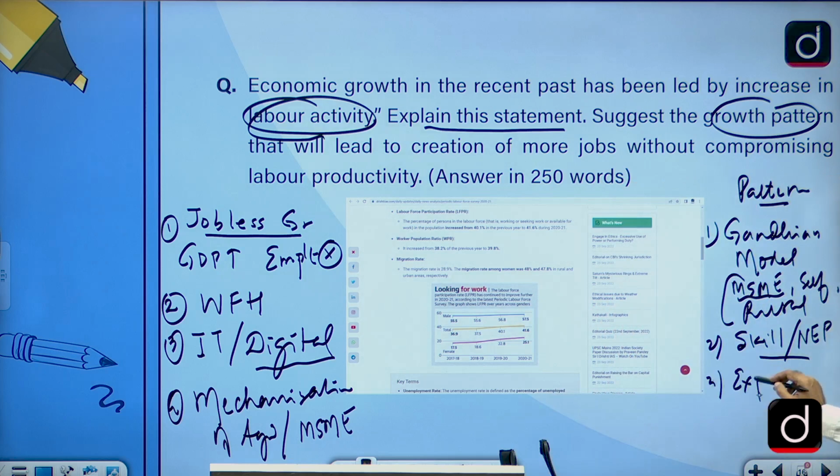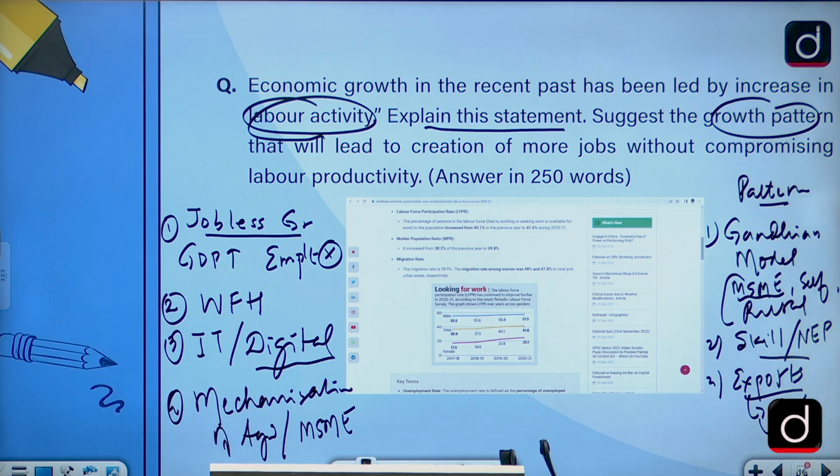Third is that you can lead in exports. Export is another sector which needs improvement. What India can do is promote the exports of textiles, footwear, and all other sectors where India was doing well in earlier times, and we lost to China or Bangladesh for some reasons. This can be another very important area where a huge number of jobs can be created and productivity will not be compromised. Rather, with better skills, people will be more productive.